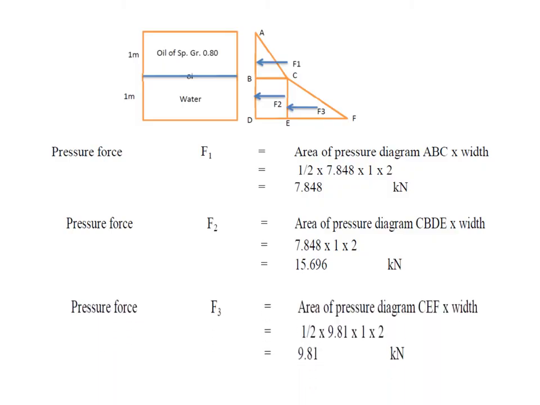Similarly, if I want pressure force F3, then I have to take the area of the pressure diagram, where EF is 9.81, so it is half of 9.81 into 1, multiplied by 2 to get the force 9.81. So if I add F1, F2, F3, you will get the answer. By adding F1, F2, F3, I get the same answer which I had done. So it is so easy to get the total pressure force, 33.354 kilonewtons.